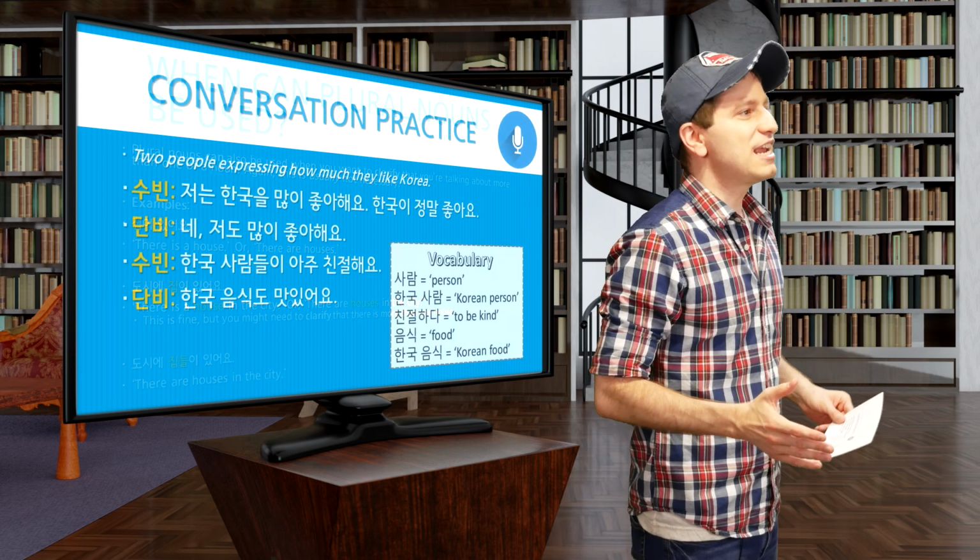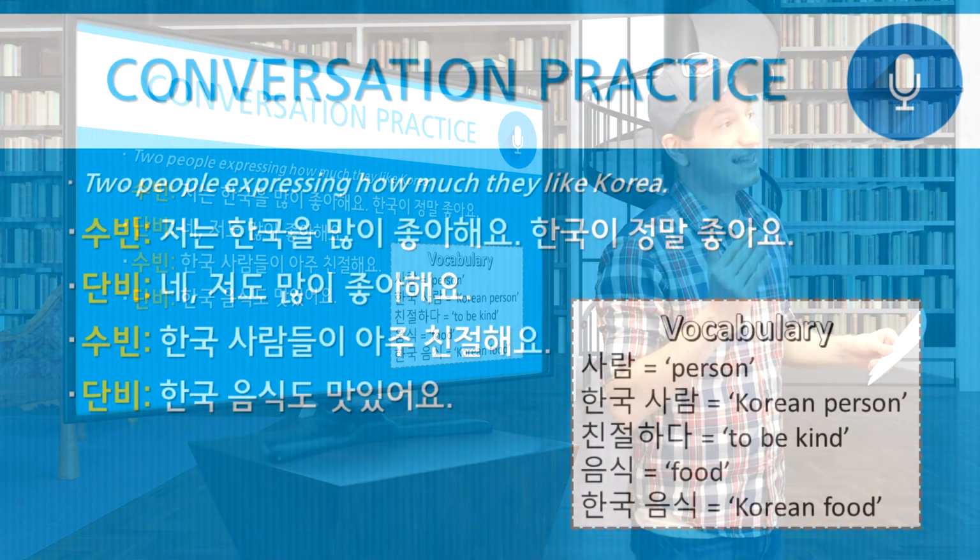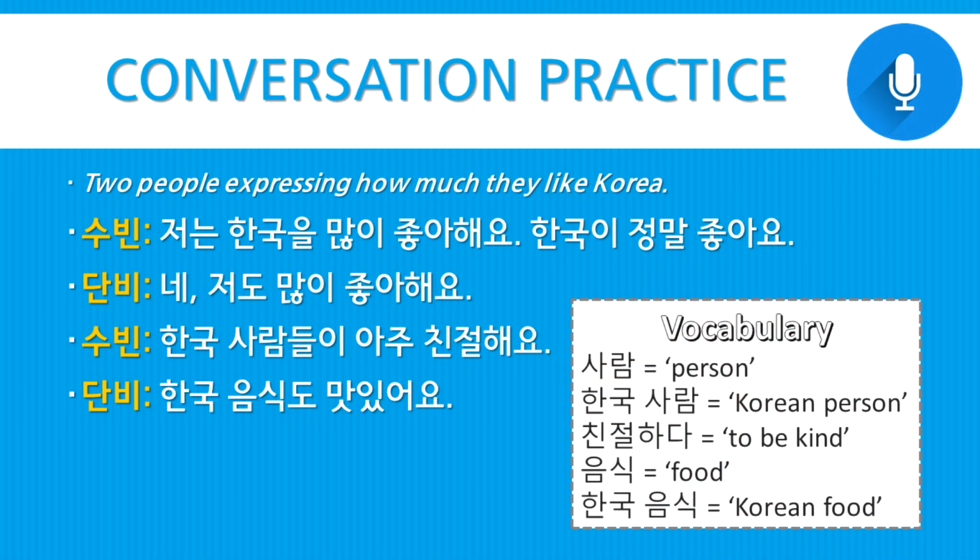So let's do a conversation example using some plurals. We have two people, 수빈 and 단비. First, 수빈 says, 저는 한국을 많이 좋아해요. 한국이 정말 좋아요. So as for me, I really like Korea. Korea is really good. And then 단비 replies, 네, yes, 저도 많이 좋아해요. I also like it a lot.